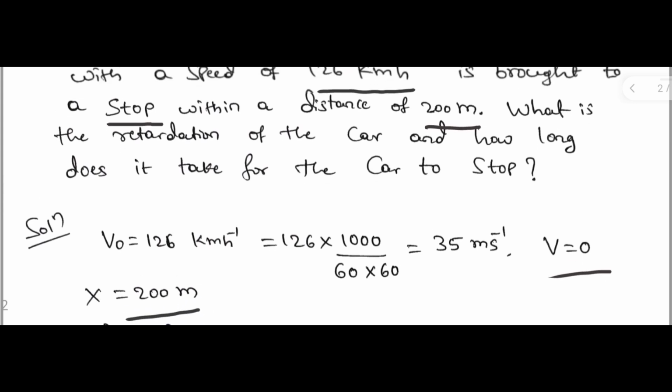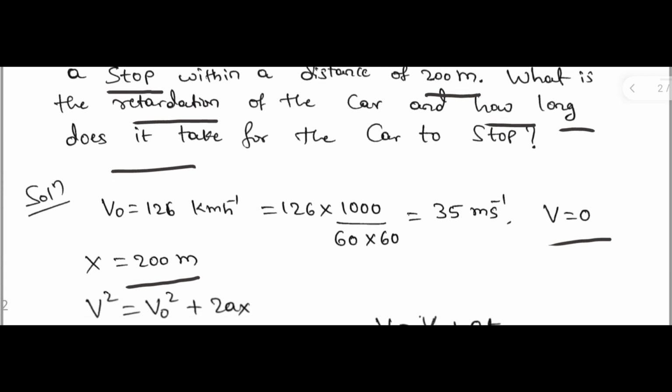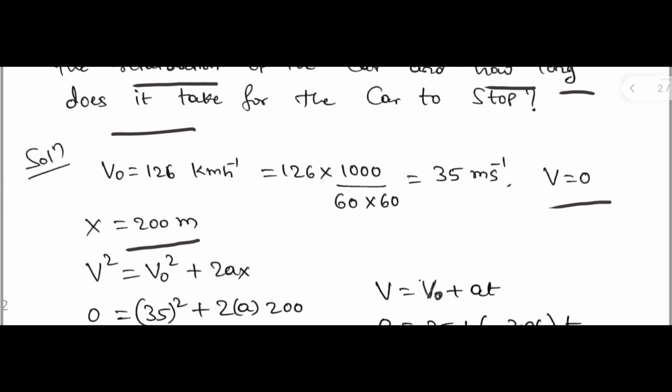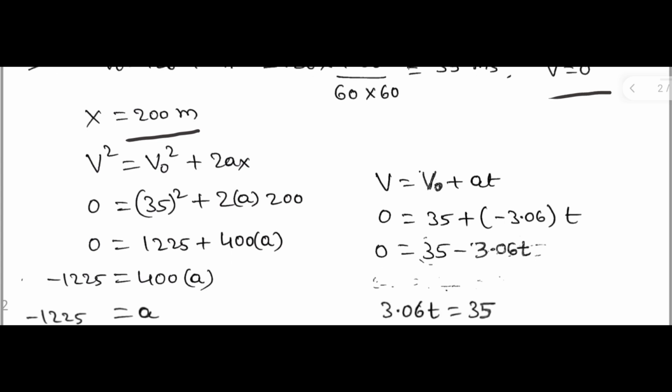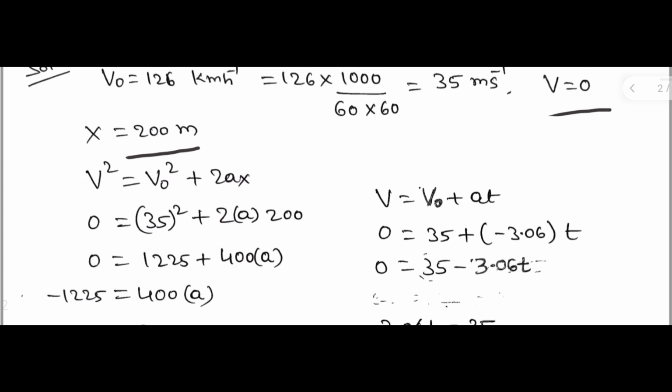What is the retardation of the car, and how long does it take for the car to stop? That means how much time it will take to stop. First we will find the retardation, meaning acceleration, using the formula v square equals v naught square plus 2ax.